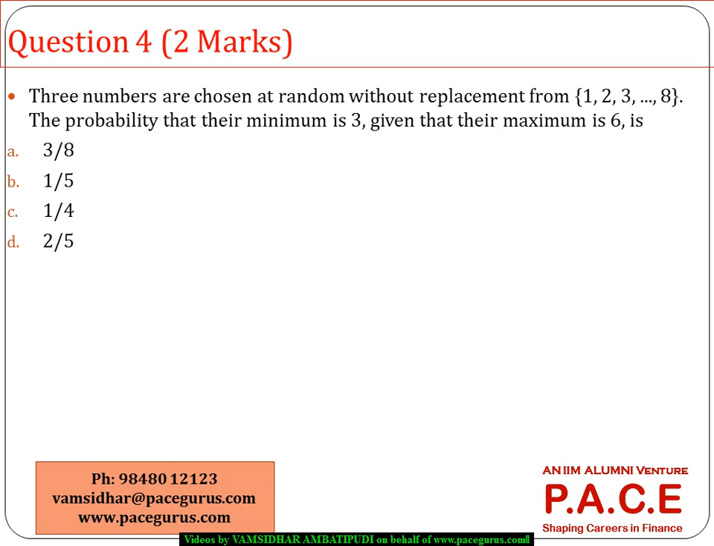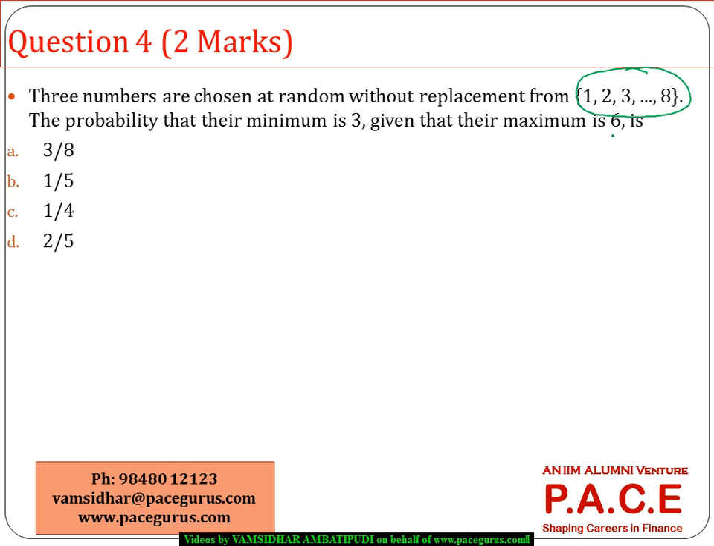Three numbers are chosen at random without replacement from 1, 2, 3, 4, 5, 6, 7, 8. So without replacement means there is no repetition in the numbers. The probability is that their minimum is 3. If their minimum value has to be 3, what are the possibilities that are there? Only 3, 4, 5, 6, 7, 8.